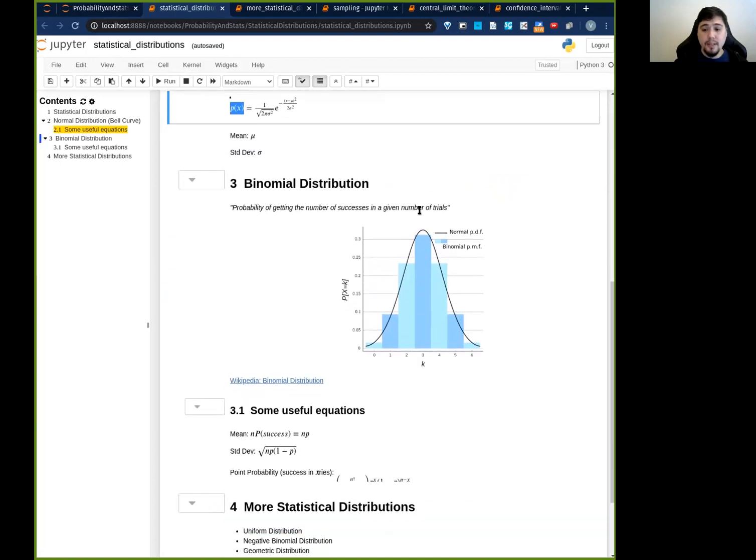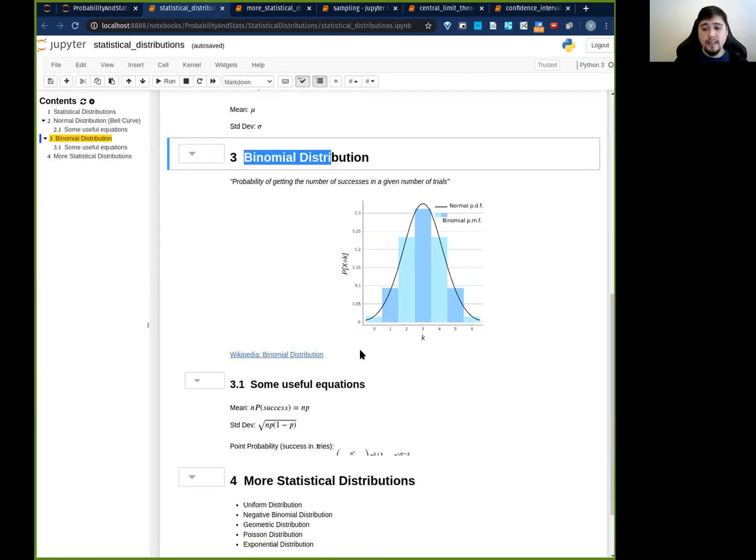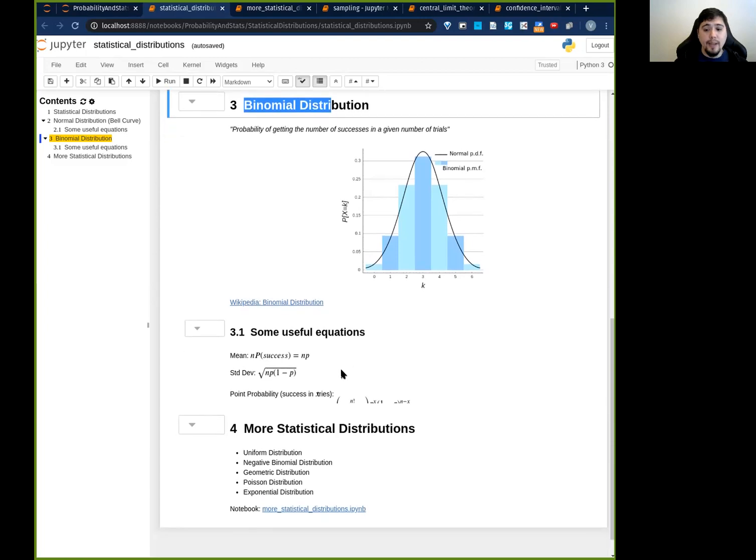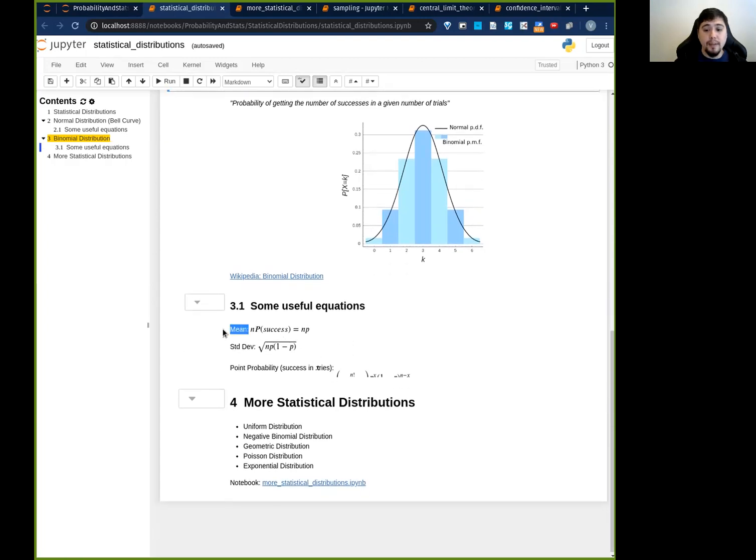There are a couple of other ones you should be aware of. I'm going to point out the ones I think are important for you to know as a data scientist. One is the binomial distribution. You can think of it as the probability of getting so many successes in a given number of trials, basically saying, have you had a success or not? There are useful equations for getting the mean from this distribution: the mean is n times p, with n being the number of trials and lowercase p being the probability of success. The standard deviation is given by this equation here.